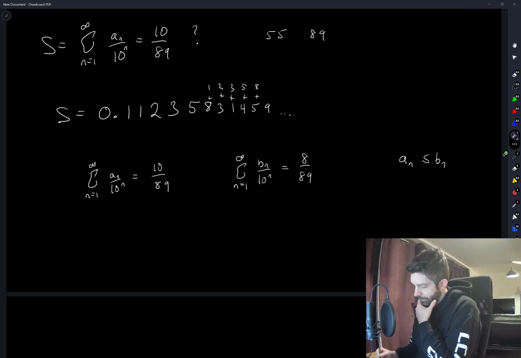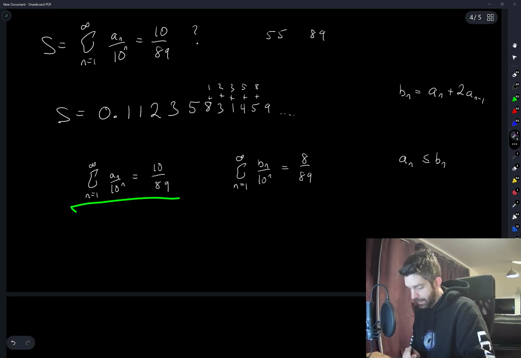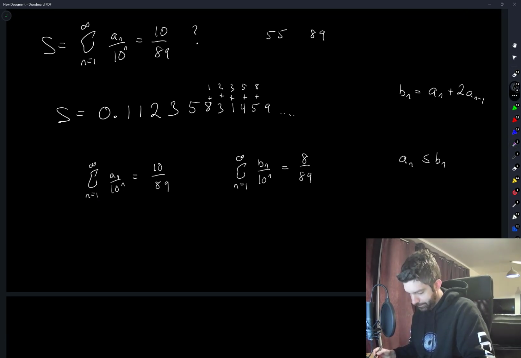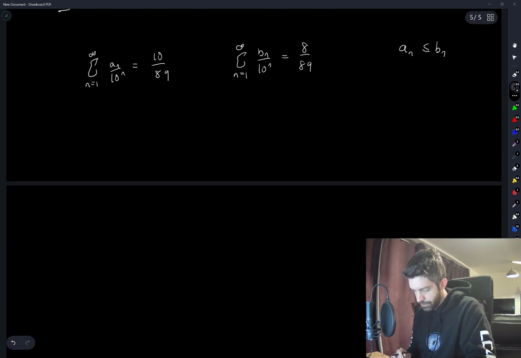In fact, bn is equal to an plus 2, an minus 1. So they can't both be true. And if either of them are true, I suspect it's this one, but I'm just not really sure how to show that.